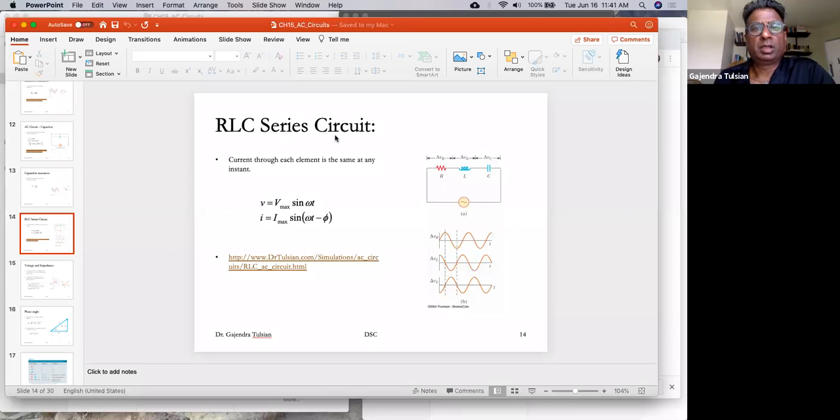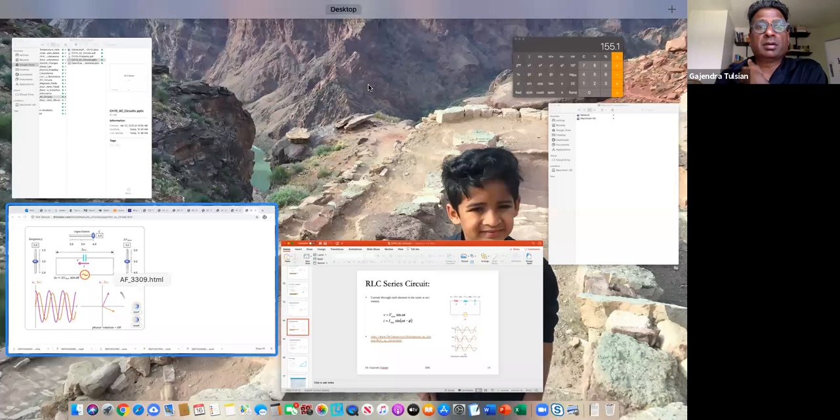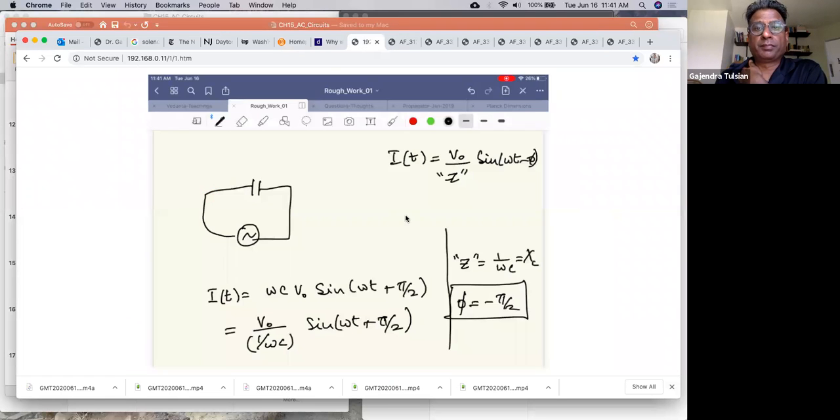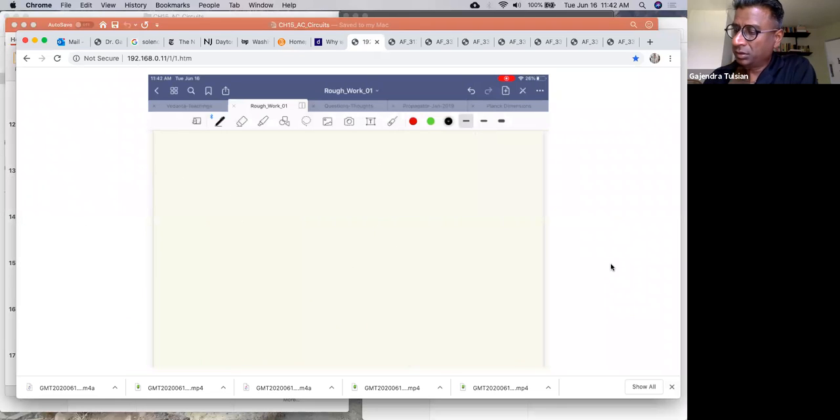All right, now we'll look at the RLC series circuit. Okay. So again, you could connect all these in parallel. So for instance, there's many ways to connect those three elements.